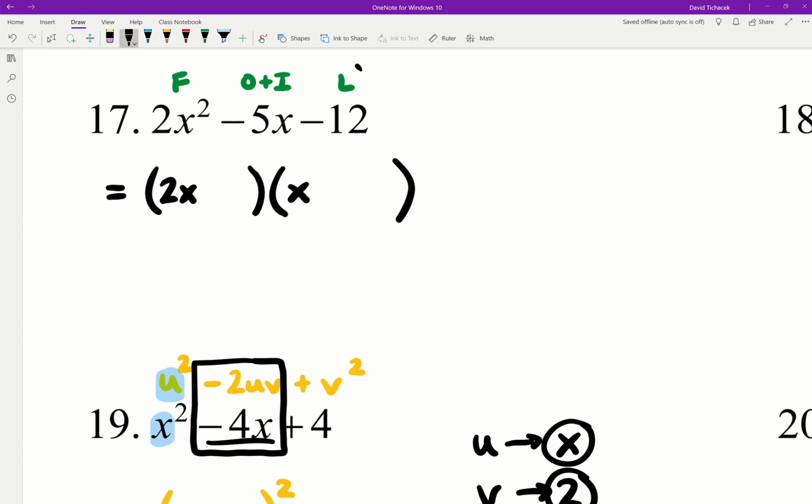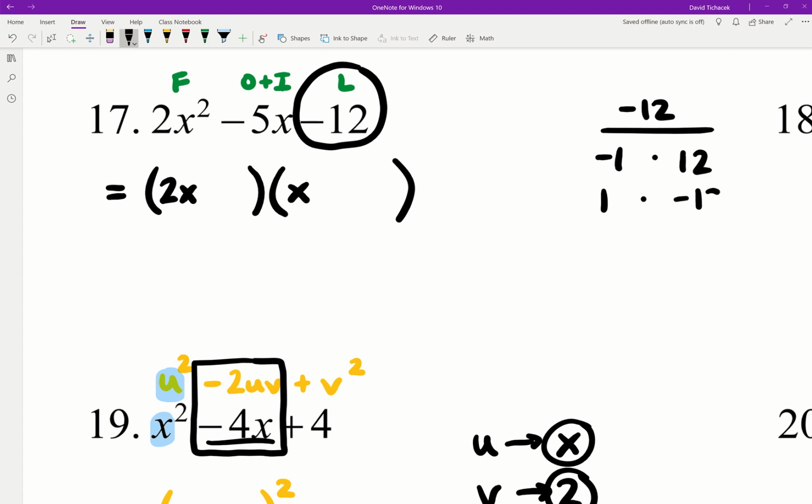What I'm going to do next is I'm going to go ahead and move on to looking at my L in FOIL, and here that is a negative 12. And the reason I'm looking at that is because I now need to figure out what's going to be sitting in these seats, and that's my last times my last, right? So if I need to make a negative 12, I need to brainstorm on all the different ways that I can make a negative 12 by multiplying two numbers. I could use negative 1 times 12, or I could also use positive 1 times negative 12. And I just want to kind of investigate all the different combinations.